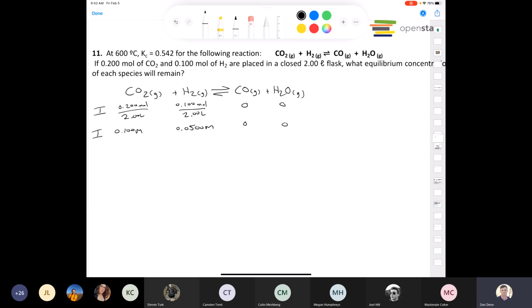Molar of this, and we still have none of this. Okay, so let's write down our change. This one is not that bad because the stoichiometric coefficient of everything in here is 1. So the x's are going to be minus 1x and plus 1x.